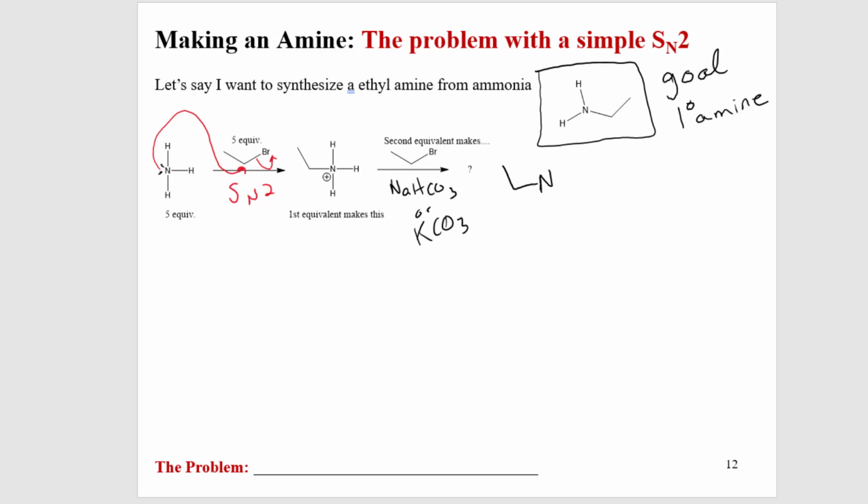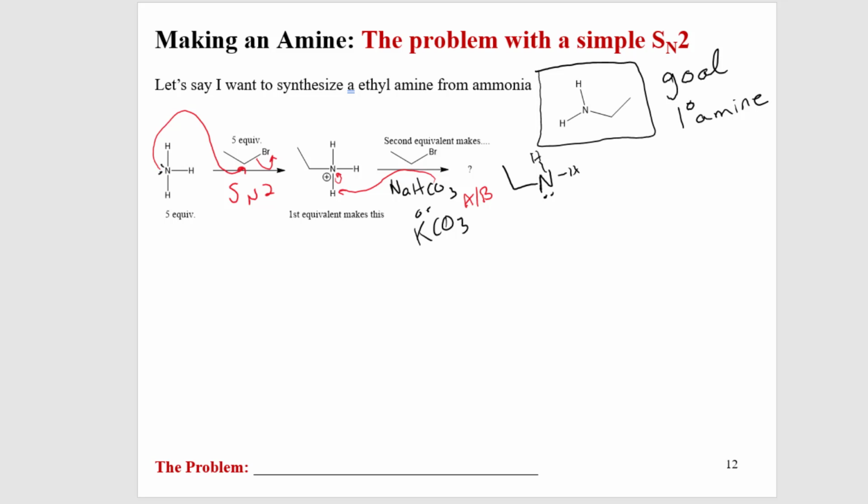So we have the ethyl, and we've got our goal. Yay, right? So the carbonate can take off the extra proton, give the electrons back to the nitrogen. So this is just a little acid-base chemistry to neutralize or work it up.